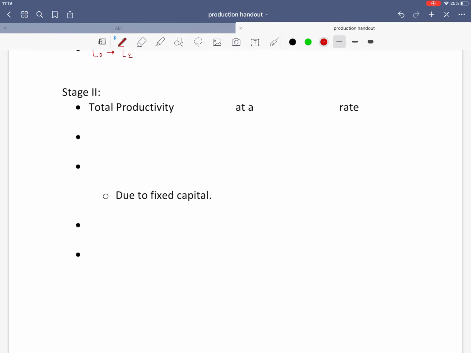So, stage 2 of production. During stage 2 of production, we're going to see that total productivity is still increasing, but it's going to be at a decreasing rate. Total productivity is still going up, but it's going up at a slower rate. Now, if we're paying attention to marginal productivity during stage 2, we're going to see that it decreases to 0.